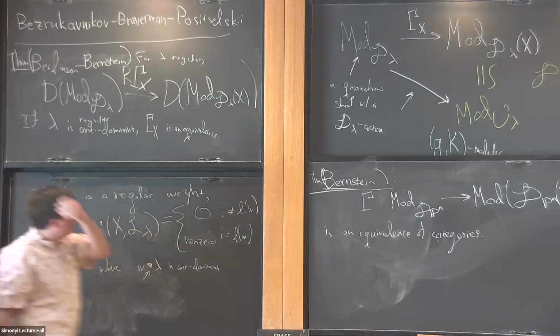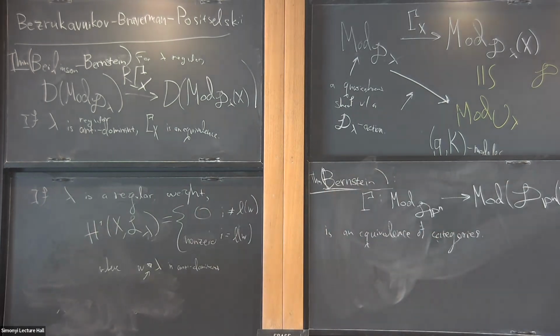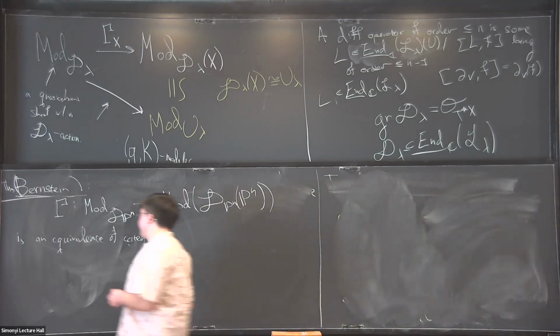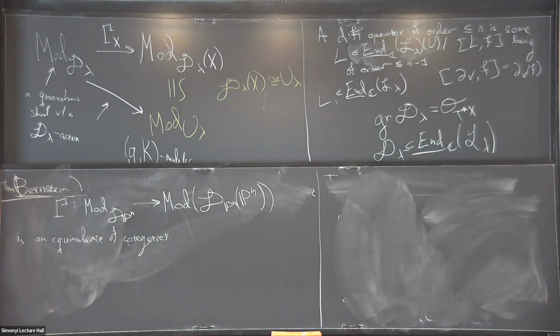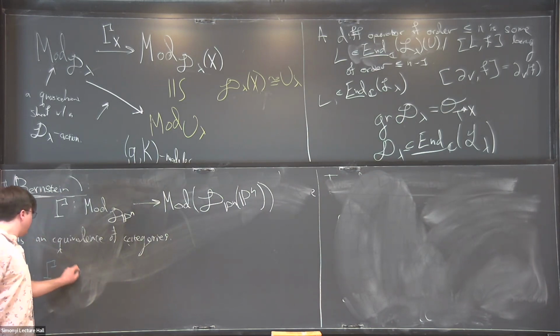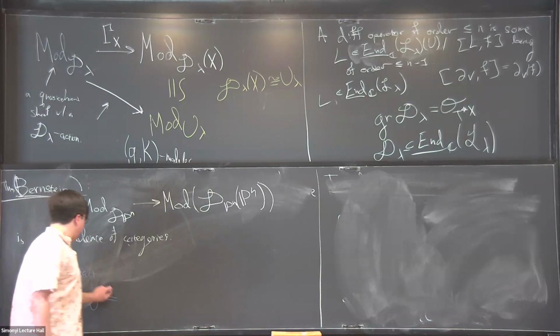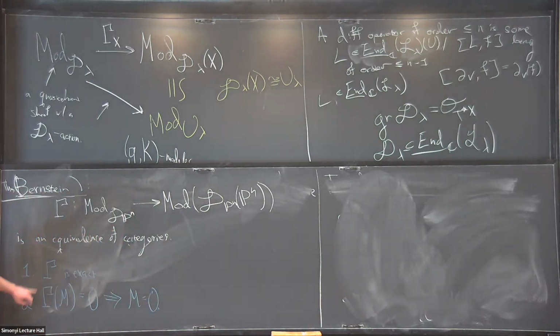Yeah, so how did Bernstein prove this theorem? There's already a classical theorem in algebraic geometry, which says that quasi-coherent sheaves on an affine variety are equivalent to modules over the global sections of that affine variety. And the proof of that theorem really used two facts. One is that the global sections functor is exact. And the second fact is that it reflects zero objects, meaning if gamma m is zero, then m is itself zero. And if you can prove these two facts about this functor gamma, then you'll be able to deduce that it's an equivalence of categories in the same way you do it in the quasi-coherent sheaf case.